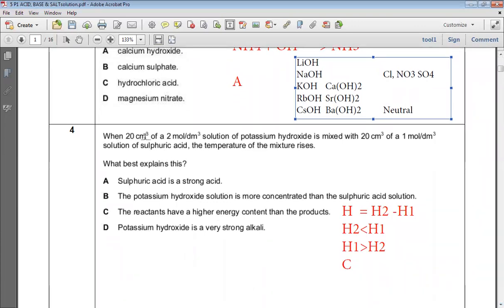Basically, 20 cm cube of 2 molar solution of potassium hydroxide mixes with 20 cm cube of 1 molar solution of sulfuric acid. This question is not related to stoichiometry or concentration. The question is given along with the hint that the temperature of the mixture rises. It means this should be an exothermic reaction. If it is an exothermic reaction, the reactants have higher energy content than the products. A very simple example to understand this is a burning candle.